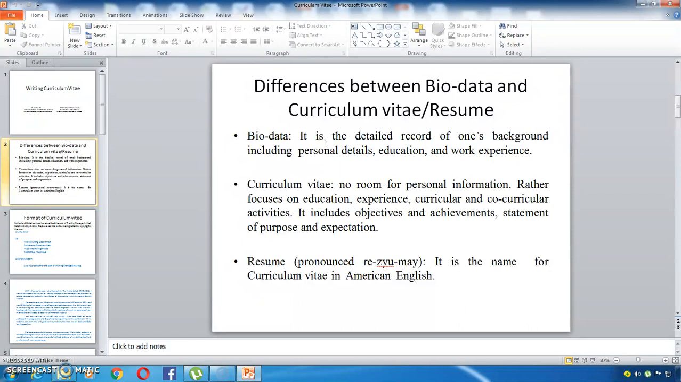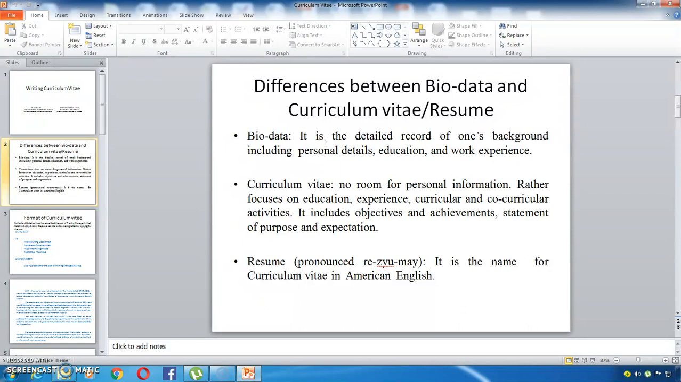Actually, biodata is a detailed record of one's background, including one's personal data, say marital status, father name, mother name, like this, and also one's education and work experiences. Whereas curriculum vitae, here there's no room for personal information, so rather you have to focus on education, experience, your curricular activities, co-curricular activities, and it also includes objectives, achievements, statement of purpose, and also expectations.